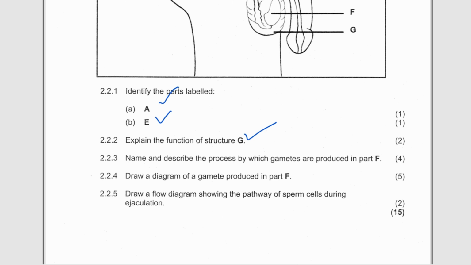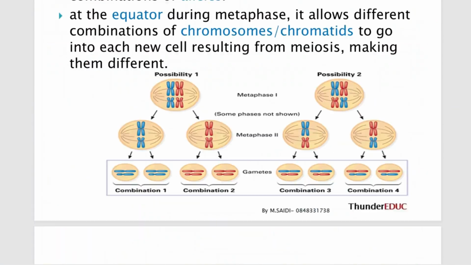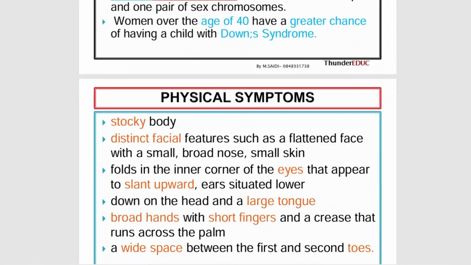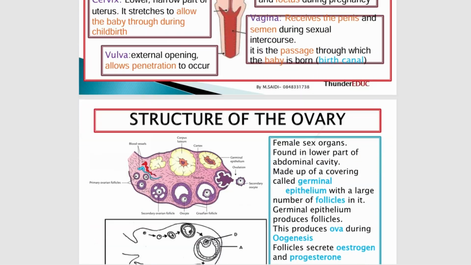Then they're saying name and describe the process by which gametes are formed. Guys, I showed you that when it comes to naming, the process is oogenesis. I told you the things you need to focus on, and don't waste time going to different things.